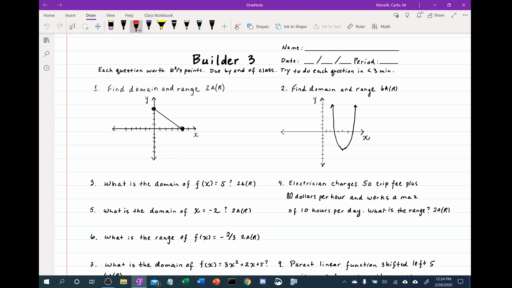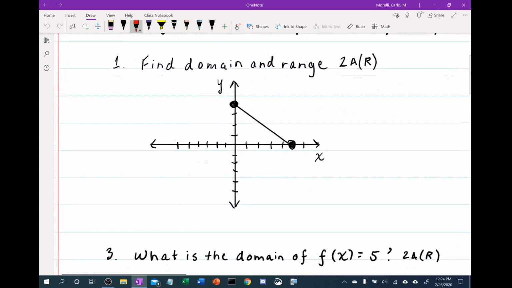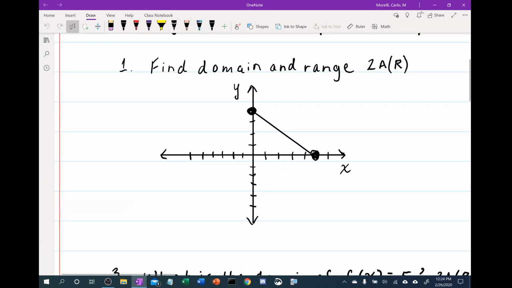We will begin with number 1, find the domain and range. So this is an interval. It's not a complete continuous function with little arrows at the end. So all real numbers doesn't apply to this particular situation. So we'll start with the domain. Okay, and we know that domain is x.